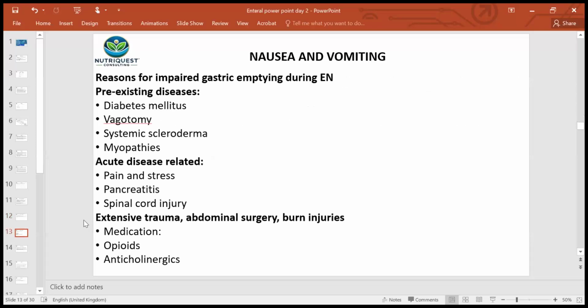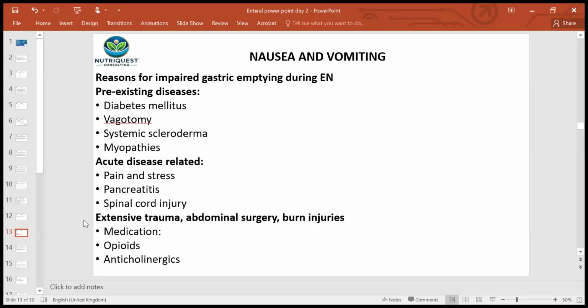So nausea and vomiting, reasons for impaired gastric emptying during enteral nutrition. We have pre-existing disease. The patient could be having diabetes, or for example a condition called vagotomy. I'll explain that in a moment. Then, of course, we have what we call systemic scleroderma. It's also very common to cause nausea and vomiting. We also have issues to do with myopathies. If they are experiencing myopathies, that can also cause nausea.